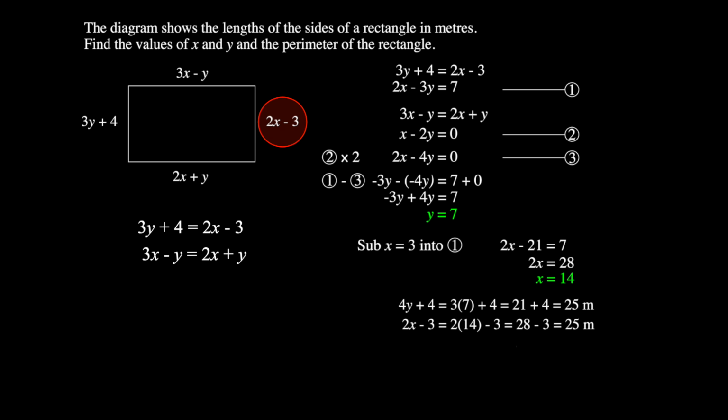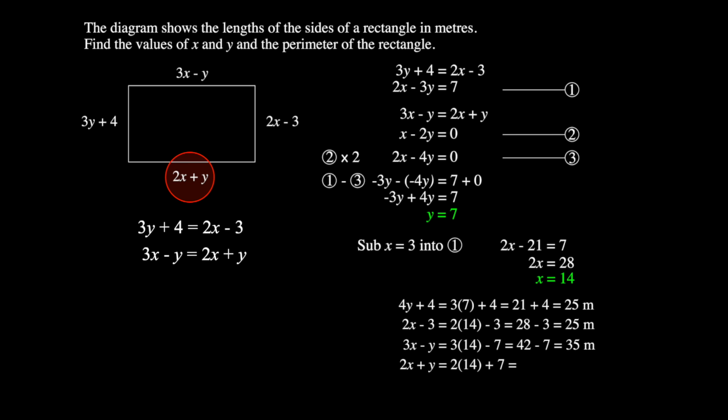Now let's do the same for the longer sides. We have 3x subtract y, well that's 3 lots of 14, subtract 7, which is equal to 42 subtract 7, which is equal to 35. And finally we have 2x add y, well that's 2 lots of 14 add 7, which is equal to 28 add 7, which is equal to 35. So it looks like our values for x and y are correct. Now we need to work out the perimeter. So that's 25 add 25 add 35 add 35, which is equal to 120 meters. And so there's the answer.